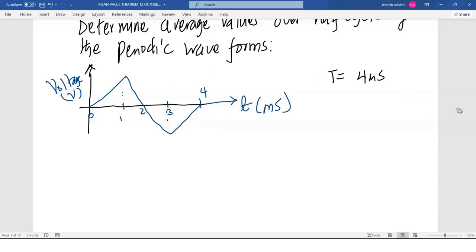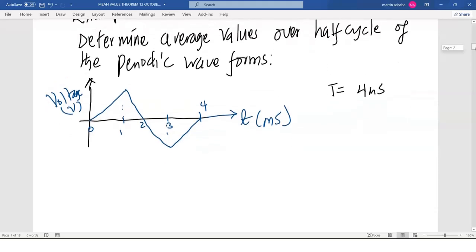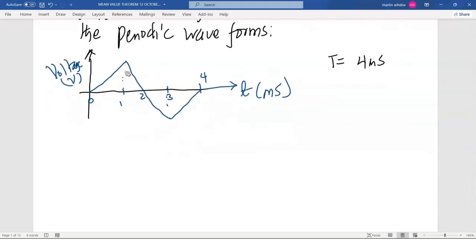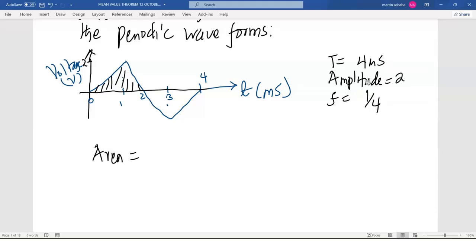So half a cycle is from 0 to 2. Now, if we are to look for the average value for one half cycle, then we are going to look for the area under the curve from 0 to 2. So what is the area there? Here it was given as 2. So the amplitude is actually 2. If we were asked to get the frequency, then frequency would be 1 out of 4 times 10 power negative 3, because this is in milliseconds.